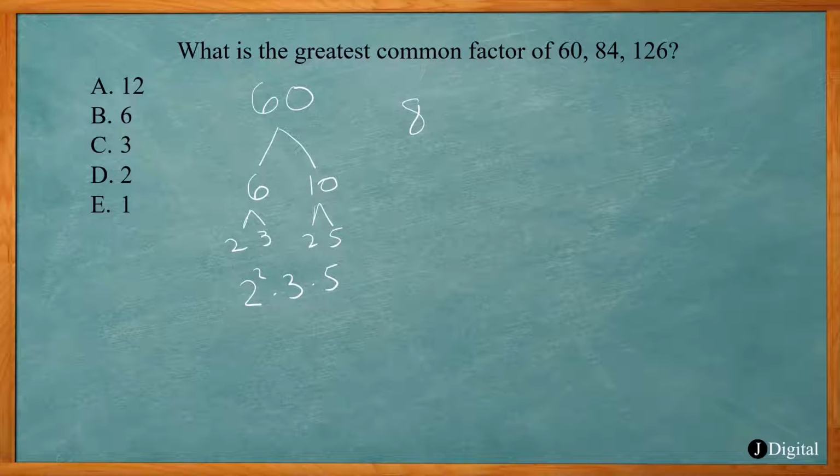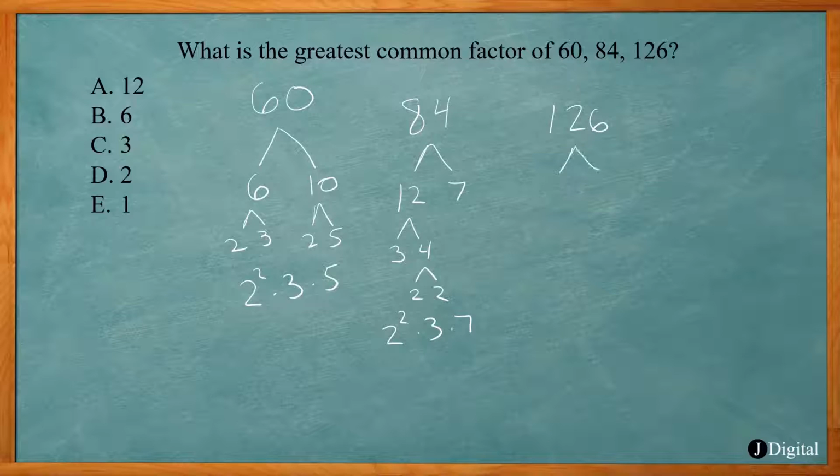If we look at 84, 84 is 12 times 7. 12 is 3 times 4. 4 is 2 times 2. So the prime factorization is 2 times 2 times 3 times 7. So 2 squared times 3 times 7. We'll look at 126.